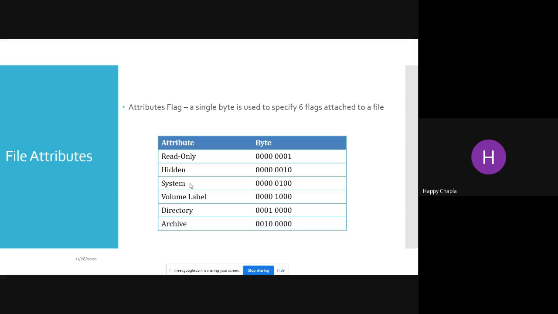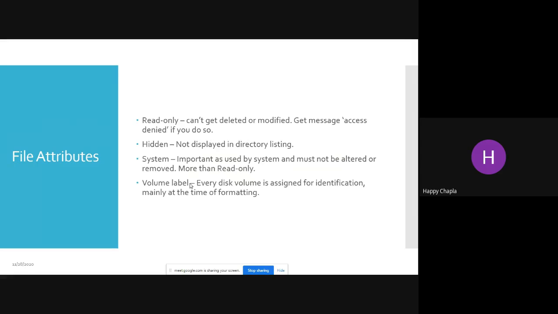Okay, so attribute flag, a single byte is used to specify 6 flags attached to a file. Read only, hidden, system, volume label, directory, or maybe the archive. Okay, now in file attributes, if a file is opened as read only, you are aware with this, right? It can't get deleted or modified, and you get a message like access denied. Now if it is hidden, then it is not displayed in a directory listing.